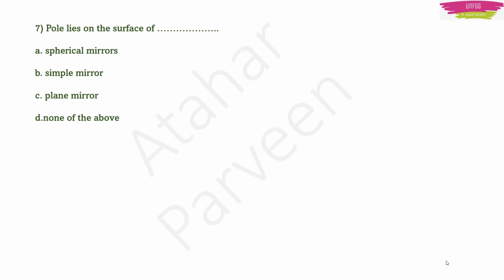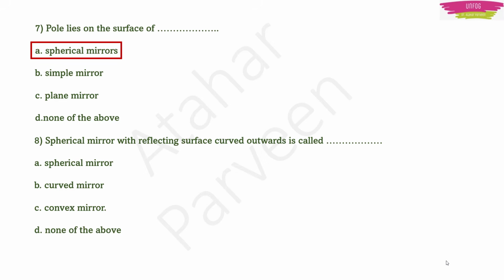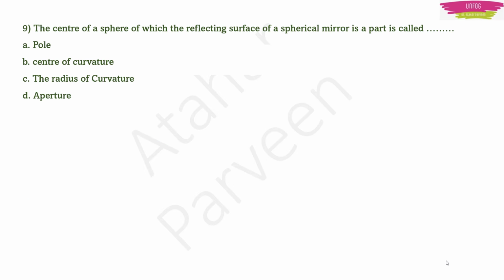Next question. Pole lies on the surface of. Where does the pole lie? Remember, it lies on the surface of the spherical mirror. Spherical mirror with reflecting surface curved outwards is called. Curved inwards was concave. Remember the spoon? Curved outside will be convex mirror. The center of a sphere of which the reflecting surface of a spherical mirror is a part is called. Of course, it is called center of curvature.